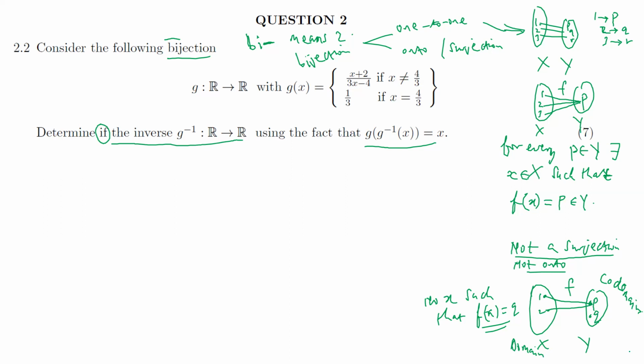Now let's look at this question. We're not answering the question. Now I'm looking at the question to mean determine the inverse, G inverse from R to R using the fact that that is the case. So it's easy to do that. It was a very good hint from the examiner. Thank you, Mr. Examiner.